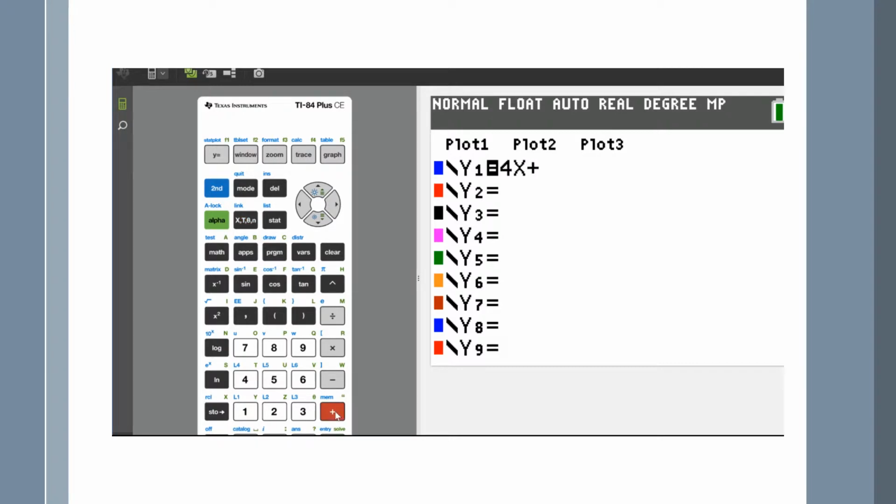plus 8. No, it's negative 8, wasn't it? Let me move over here. Let me replace this with minus 8. 4x minus 8. Now let's take a look at our graph.